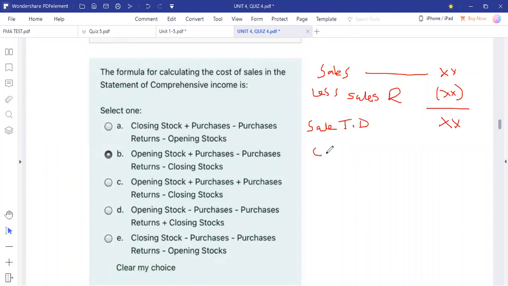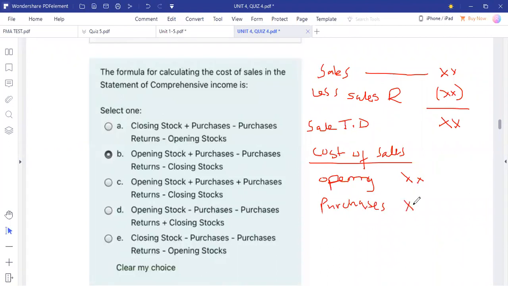Then we now calculate the cost of sales. Cost of sales will be as follows. We'll start with the opening stock, opening inventory, which comes here. Then we are going to add purchases, and the purchases, we'll put them there. Then in case there are any purchases that were returned, we'll less them. Less purchases returns, subtract them there.